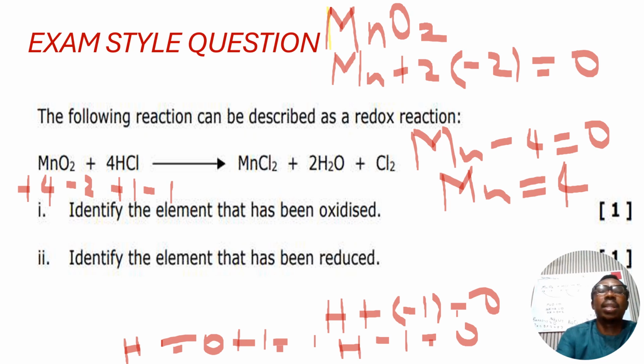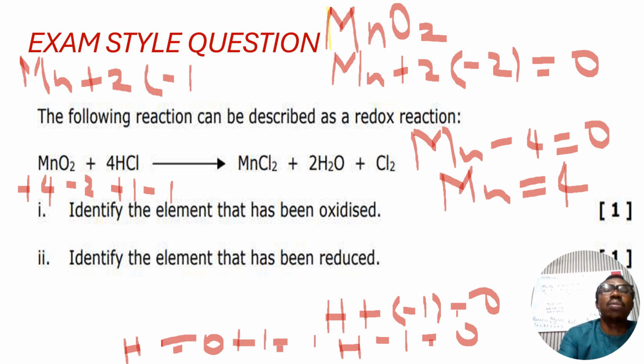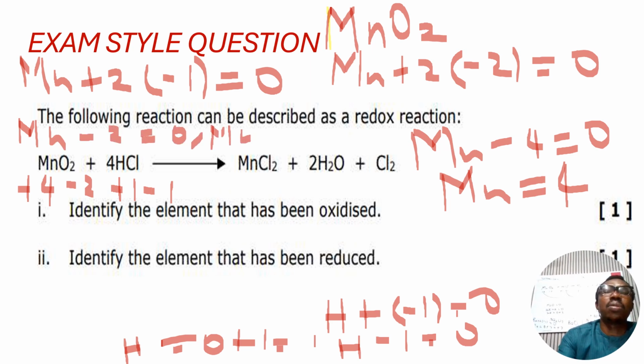Oxidation number for manganese chloride, let's calculate it. Manganese plus 2 times minus 1, the oxidation number for chlorine is minus 1, is equal to 0 since it's a compound without a net charge. So it will now be manganese minus 2 is equal to 0. So the oxidation number for manganese now will be 0 plus 2, which is equal to 2. So the oxidation number of manganese here is plus 2.